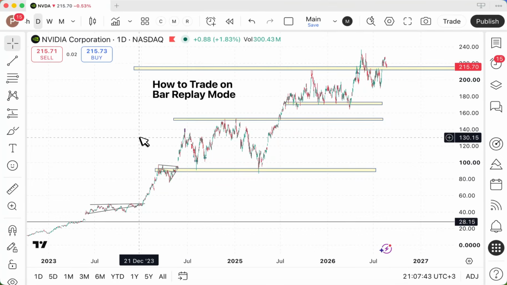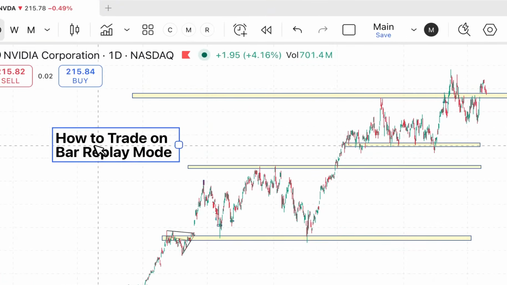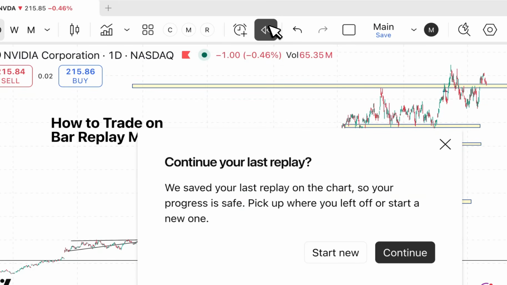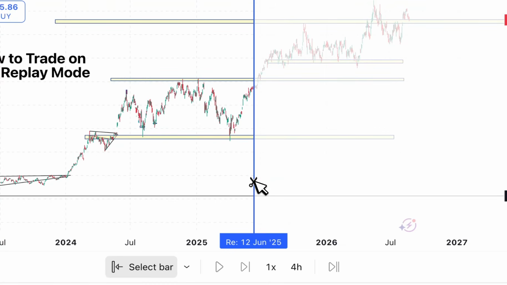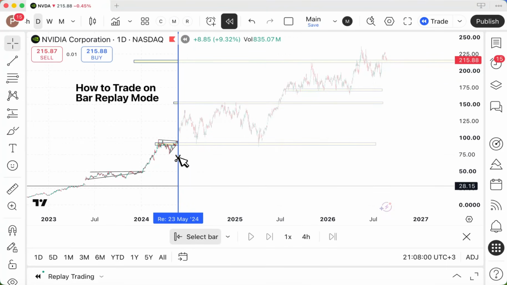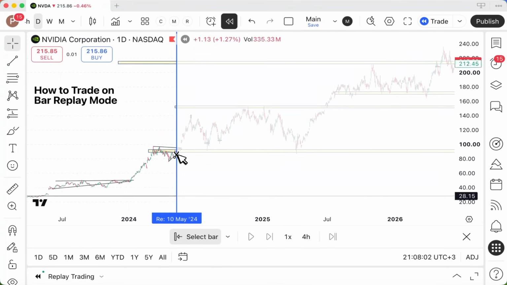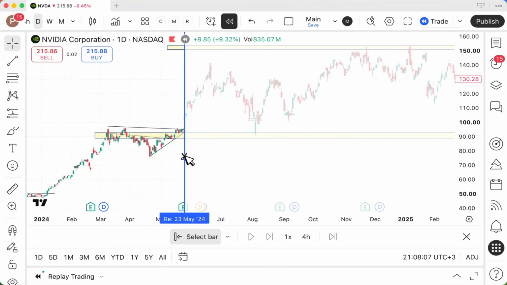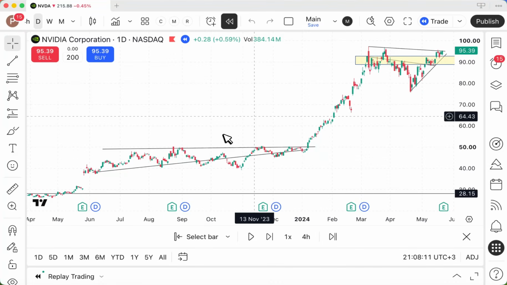This is how to use the bar replay mode on TradingView to actually practice trading. So this is a chart of NVIDIA. Let's go to bar replay. You click on it, you start new replay, and let's start from the breakout candle here, which was May 22nd, just before the breakout.